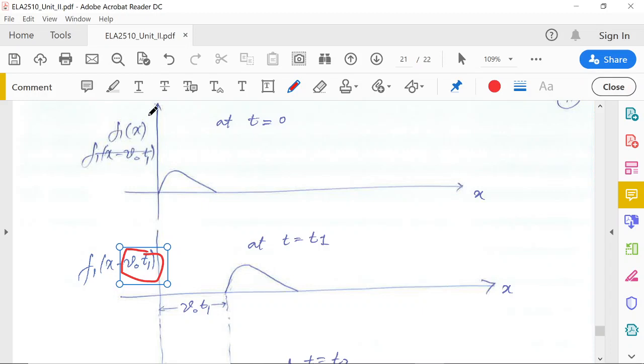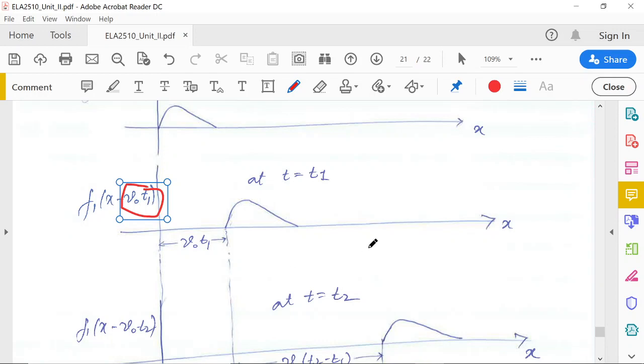So we have some function which, looking at t equals 0, we observe in the x direction looking like this. When we watch after a certain time, at t equals t1, the same wave is reproduced but at a different place in space. Here these are the space points, and it is reproduced at this point.